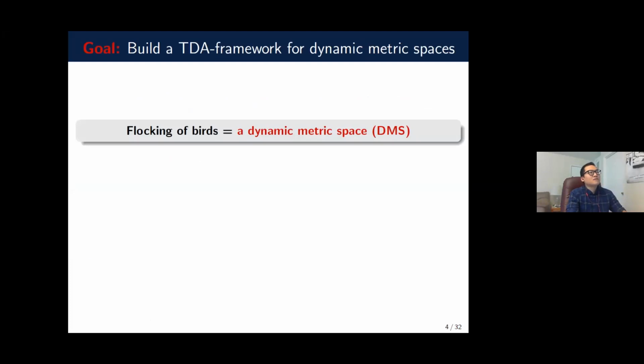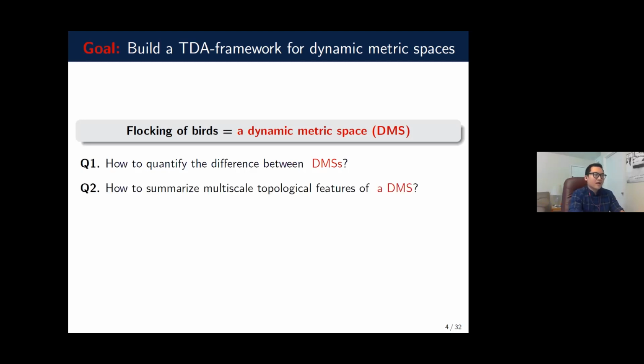So the goal of this talk is to build a persistent homology framework for dynamic metric spaces. Remember that collective behaviors, such as the flocking of birds, can be modeled as a dynamic metric space that I'm going to define more precisely later on. So the question is, how can we quantify the behavior difference between dynamic metric spaces so that we can classify them in a systematic way? And the second question is, how can we summarize multi-scale topological features of a dynamic metric space?